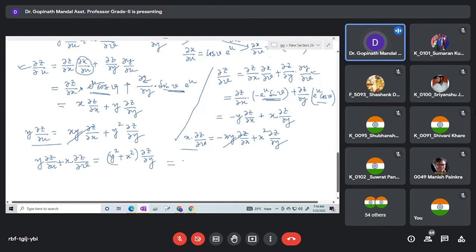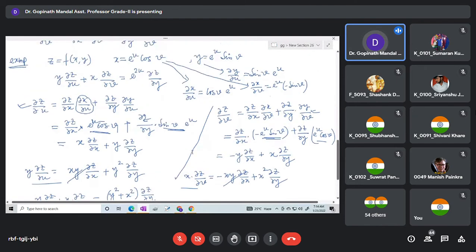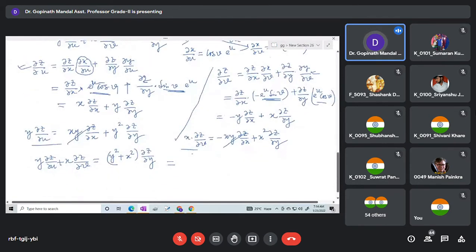Now y², what is y equal to? Y equal to e to the power u sin v. So e to the power 2u sin² v plus x² e to the power 2u cos² v into ∂z/∂y. Now e to the 2u common, sin² v plus cos² v is equal to 1. So this is e^(2u) ∂z/∂y, and this is good.